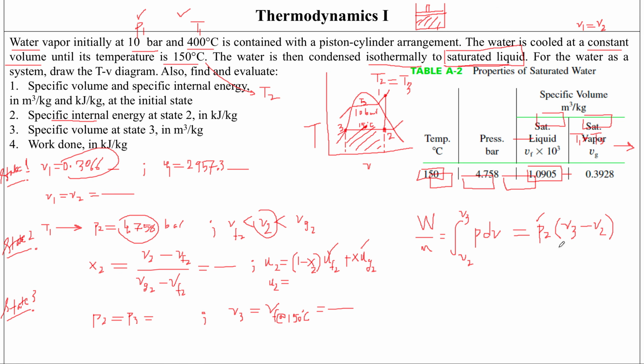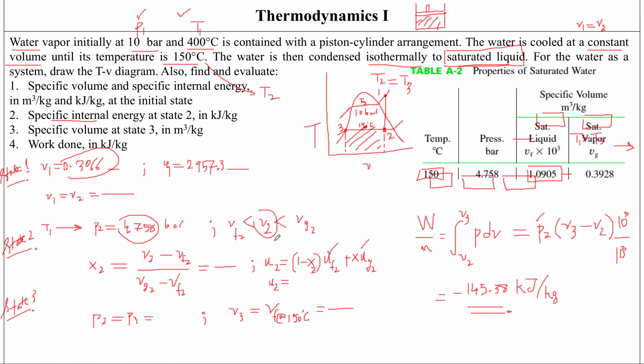Now I just have to be careful with the conversions, because this is in bars and this is in meter cube per kilogram, so I need to convert this. To do that, I need to multiply it by 10 to the power 5, and divide it by 10 to the power 3. And once I carry out these calculations, I'm going to find out the work done, which is going to come out as minus 145.38 kilojoules per kilogram. Okay. So this is the work that I found out, and the minus sign indicates the direction for the work.